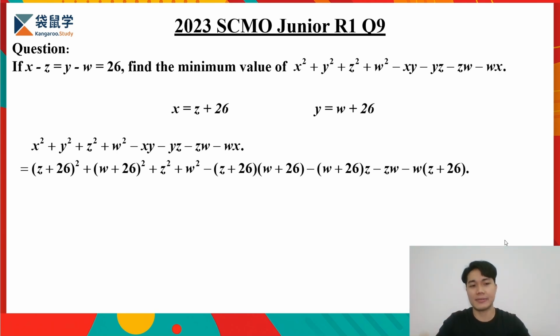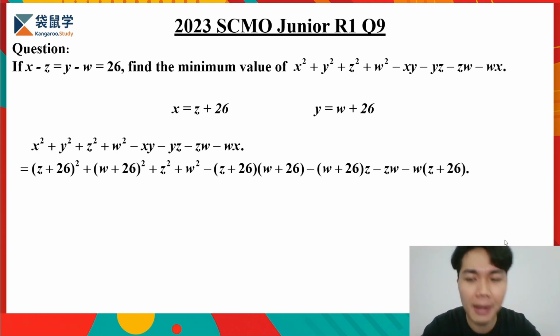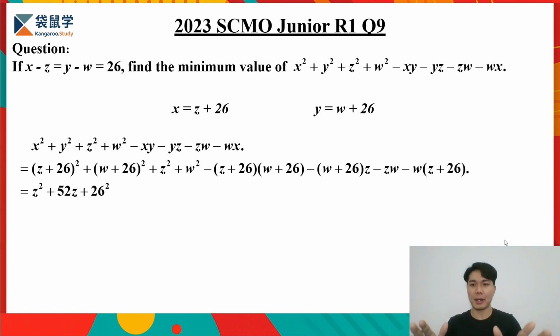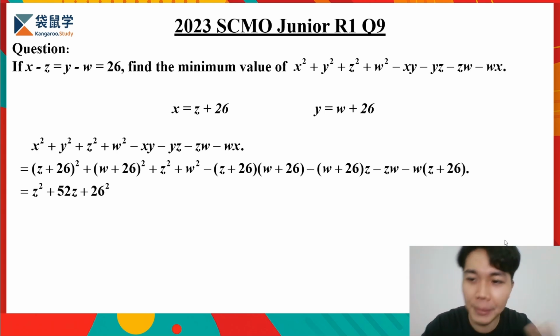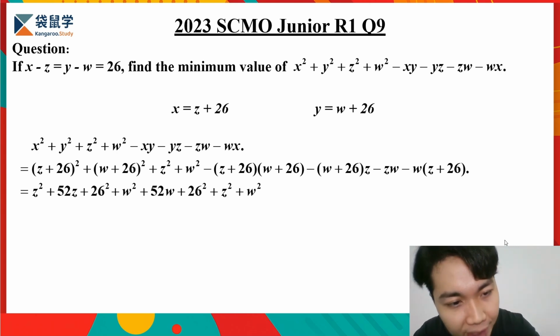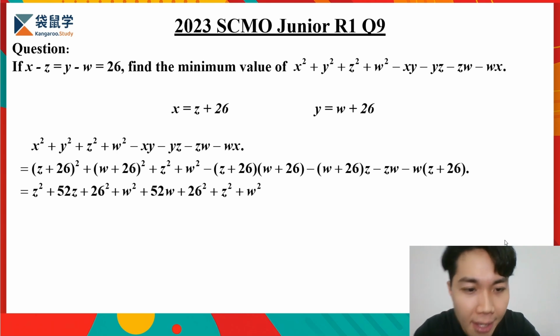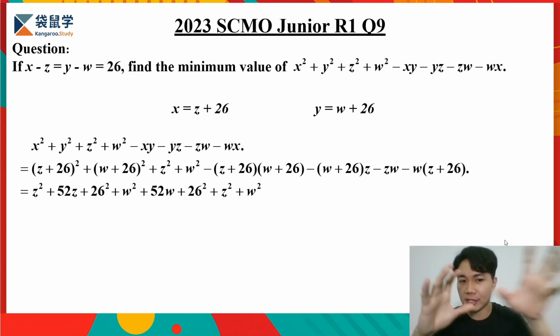To expand this, what do we get? Left square, right square, twice the product, put it there. We get z squared plus 52z plus 26 squared. Yes. How about the other one? Yes. It will be w squared plus 52w plus 26 squared. Very similar. Just swap the z and the w. And then the z squared and the w squared, we just copy it down.